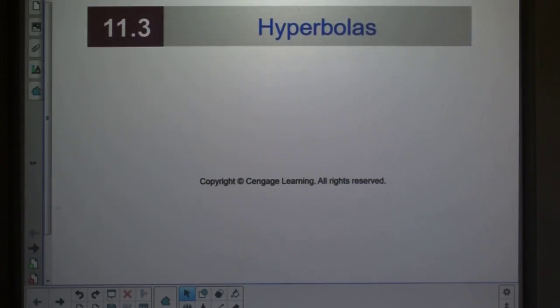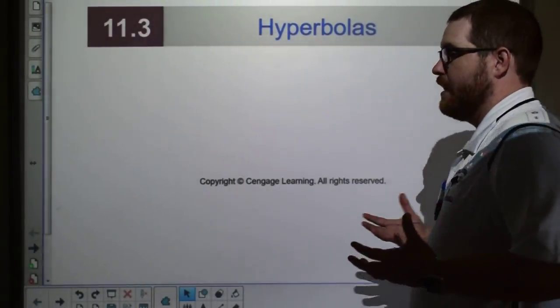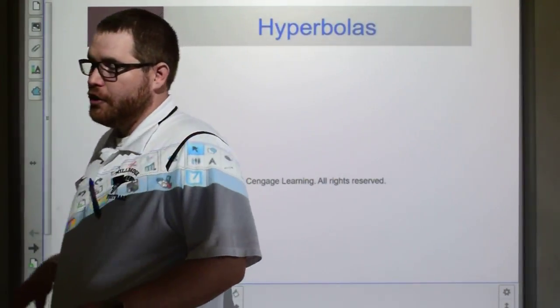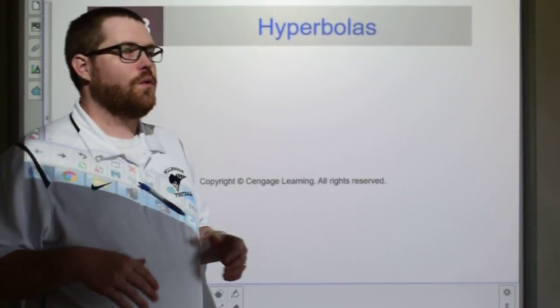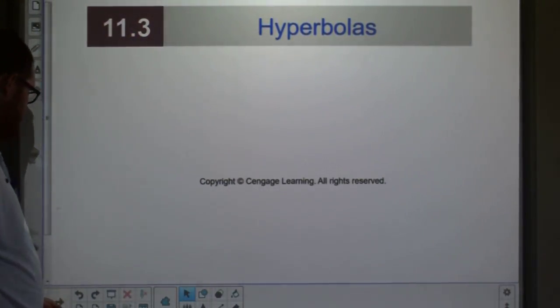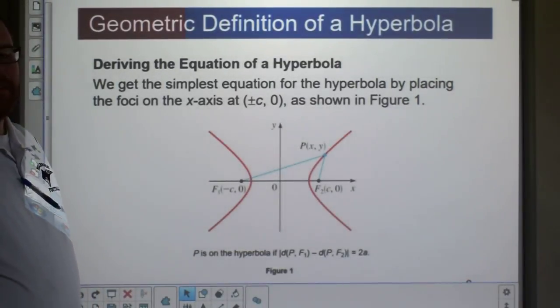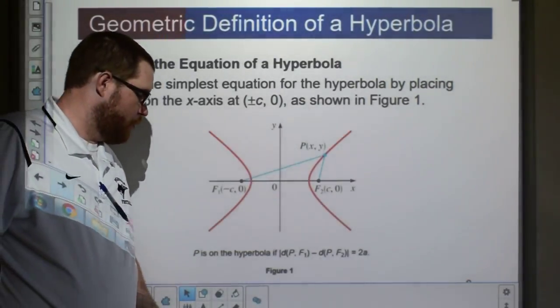Welcome everyone to the third and final type of conic section, which is a hyperbola. So I'm sure you had some idea what a parabola looked like. You might have even known what an ellipse looked like. Hyperbolas are weird shapes. They almost look like two parabolas going away from each other.